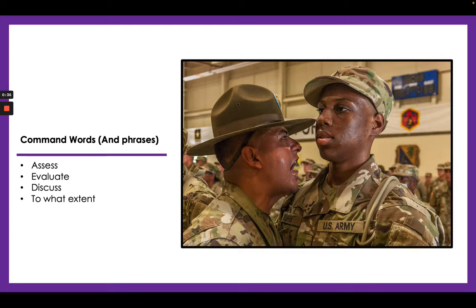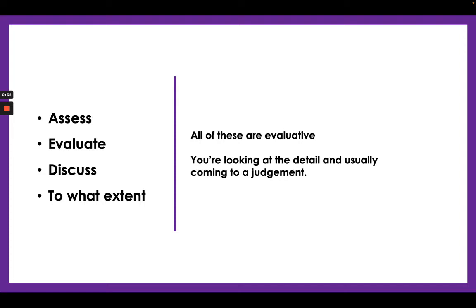Let's have a look. First of all, these are evaluative. They're all pretty much asking for the same thing. They want you to look at something in detail, so a really in-depth explanation, and then they want you to come to a judgment about something. Okay, they want you to decide about something. And within that, you need to really get into the finer detail using lots of that AO1 and AO2.